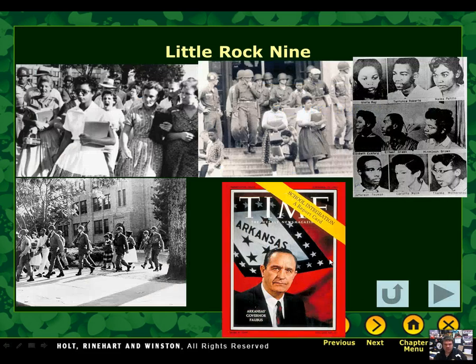Here you can see a couple of those photographs. This is Elizabeth Eckford on the first day being shouted at by an angry mob of whites outside of the school. This is a picture of all 9 of the students, later known as the Little Rock 9. Governor Faubus, you can see on the Time magazine cover. And these 2 pictures represent the troops that Eisenhower sent in to protect those students. I told you a story about this in class with more detail. But these soldiers were required to escort the kids from class to class and keep them safe.